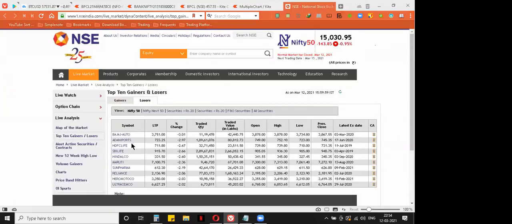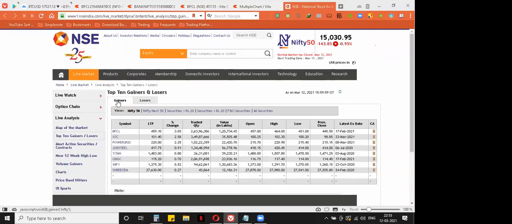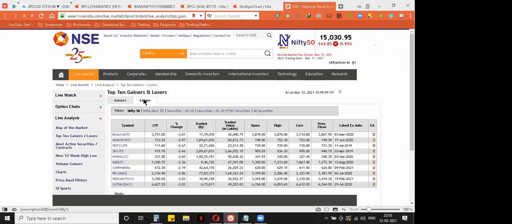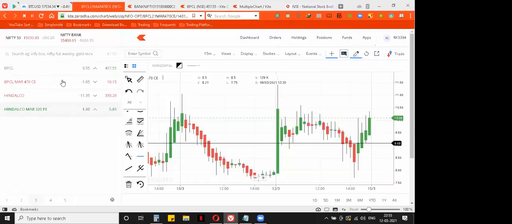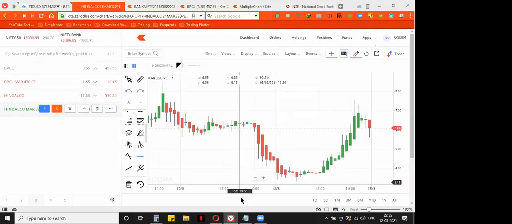Problem of direction is gone. The moment you start trading stock options, you don't need to think about the direction of the bias. If it is a loser, my bias is P. If it is a gainer, my bias is going to be only C. That's all I need to know. And after that, what matters is actually the entry. The entry is what will make or break your trade.